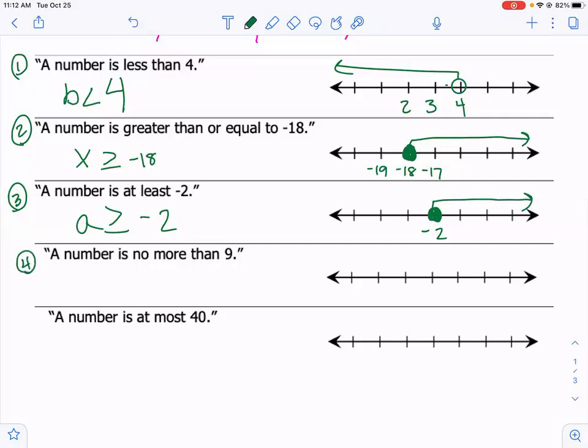A number, I'm going to call it N for number, is no more than 9. You can be no more than 12 years old to get a kid's meal at a restaurant. I'm just giving you a situation. Okay, so I'm going to put a closed circle at 9. And Bella, which way am I going to go? Right or left?